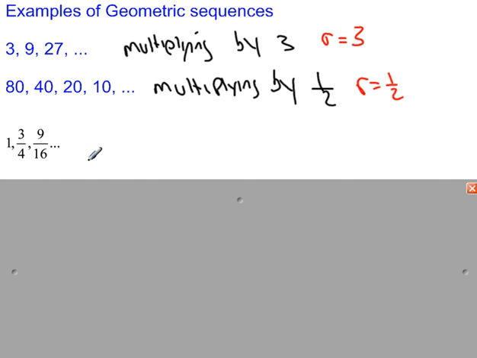Here, what are we multiplying by to get to the next term? Well, 1 times 3/4 gives me 3/4. 3/4 times 3/4 gives me 9/16. Here, R, the common ratio, equals 3/4.